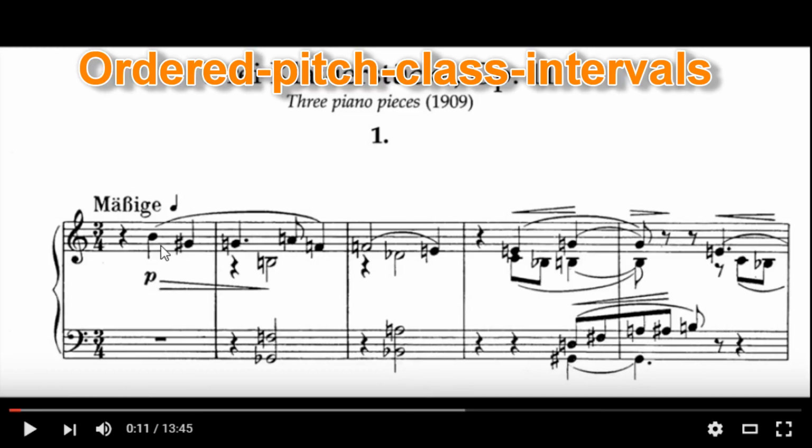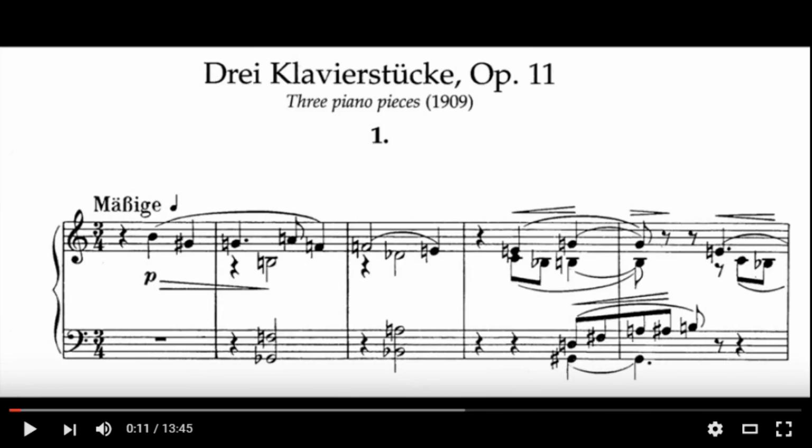So we have the number 11 followed by the number 8. To find the ordered pitch class interval, we would take the first number and subtract it from the second. That gives us 8 minus 11. Since 8 minus 11 would give us a negative number, let's add 12 to the 8. We have the numbers 20 minus E, which would equal the ordered pitch class interval of 9.